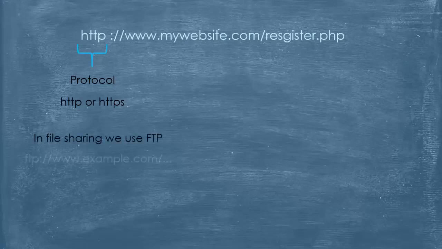Let's bring a URL, dissect it and explain what each part does. The first part is the protocol we're using, which is of course HTTP or HTTPS. If we are looking for resources on the web, we can use different protocols. For example, if we want to share files on the internet, we use the FTP protocol.